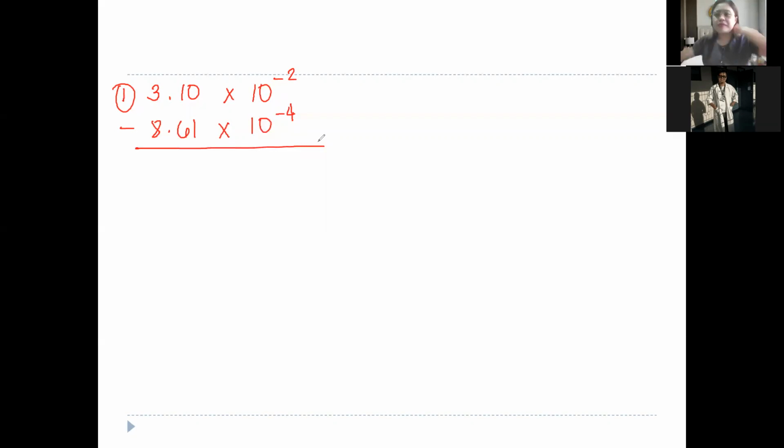Sige daw. You try first and then let's see if tama yung answer. Let's have the participation. Please do not use your calculator. You try solving it manually. If you're done, you can send your answers at chat.